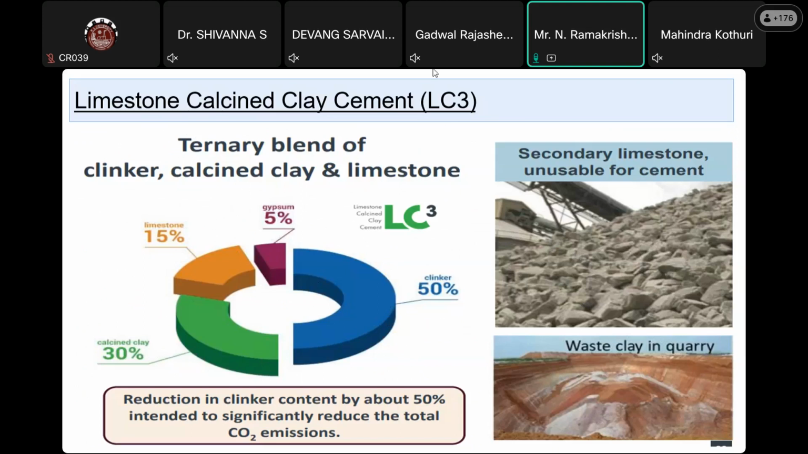A lot of research is being done on this. Professor Ravinder Gettu, Professor Manu Santana, and Dr. Anil Shah's research school, all of them have done a lot of research on this. It's still in the research stage.